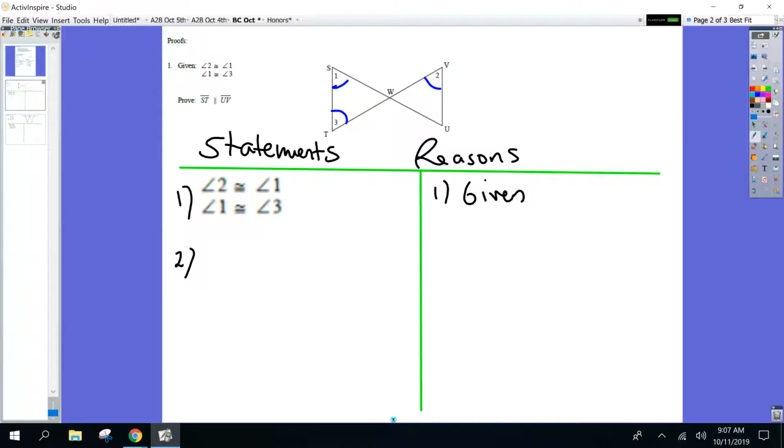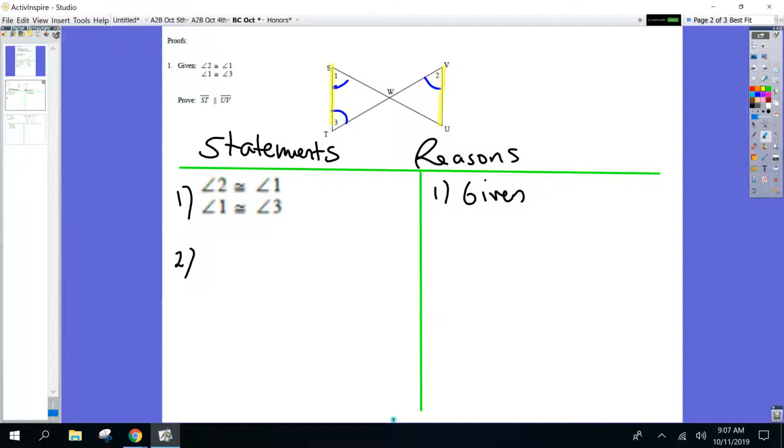All right, you ready? Let's do this. Look at the proof statement. Now you're proving lines parallel instead of me giving you the lines were parallel. Here's what I need you to do within your groups, very quickly. Play the if game. If I gave you ST and UV were parallel, what angles would be congruent then?